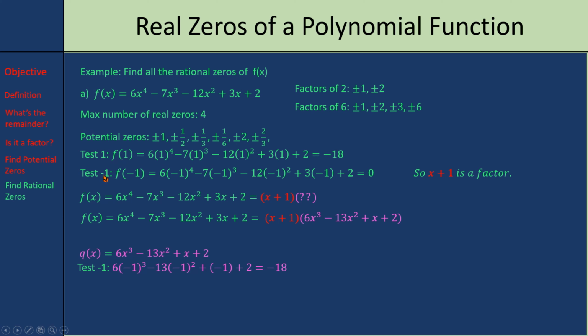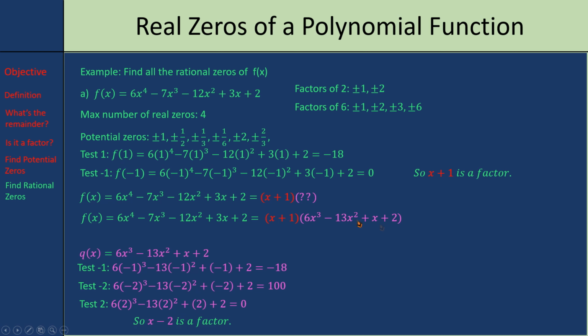So I'm going to test -1. It worked earlier, it might work again, right? Although -1 doesn't work, I'm going to test -2. We haven't tried that yet. All right, -2 doesn't work. I'm going to test 2, and 2 works, right? If 2 is a zero, then x minus 2 is a factor.